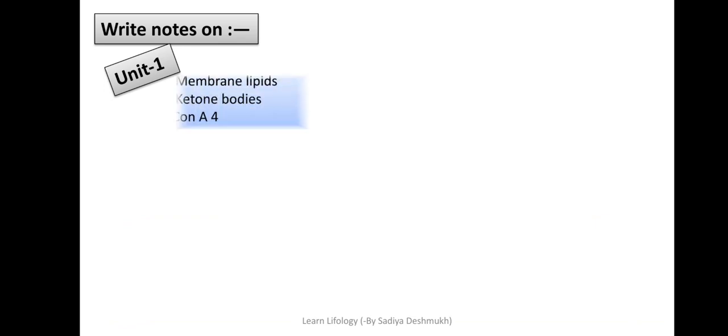Now let's see the last, 5th question, how the 5th question is asked. From the first unit, the most commonly asked notes or short questions are on membrane lipids. Ketone bodies are the most favorite part of the examiners to ask in the last question, that is question number 5. And here Con A is given, it is one of the lectins. So instead of Con A, any one lectin can be asked.